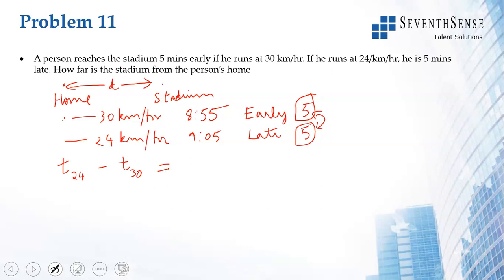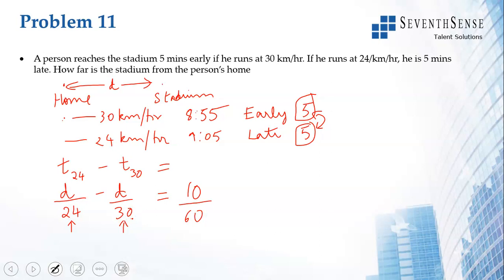So when he's running at 24 kilometers per hour, he's going to need more time. Okay, because distance by 24, the denominator is a smaller number, so this value d by 24 will be bigger. So this is when he's running slow, this is when he's running fast. So what is that difference? Will be 5 plus 5, because one is early, the other is late, you get 10, but you do 10 by 60 because these are in kilometers per hour.